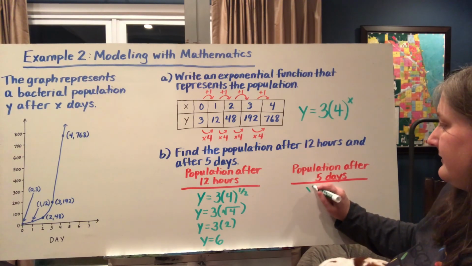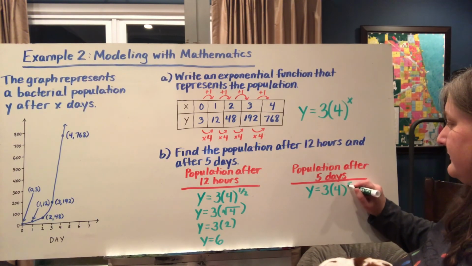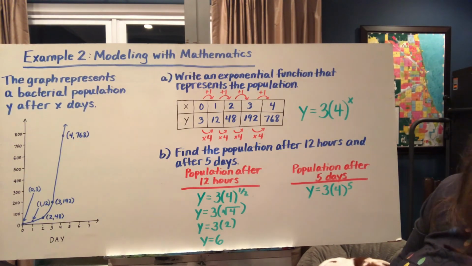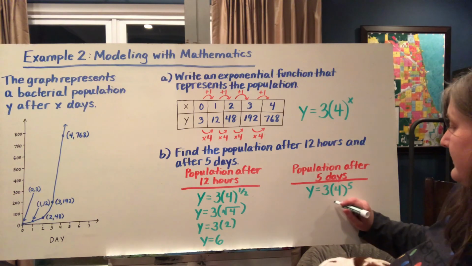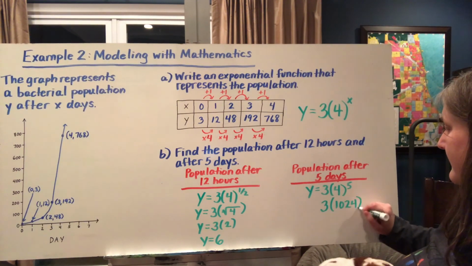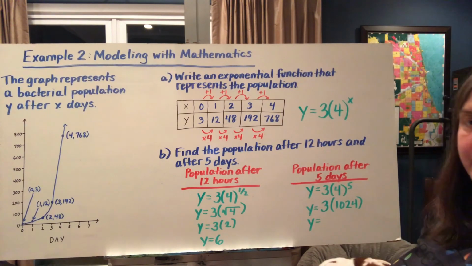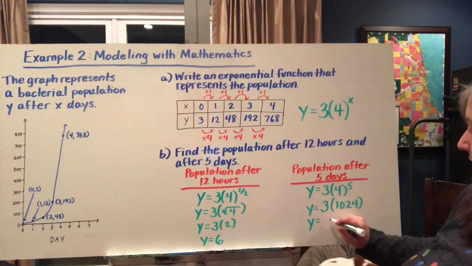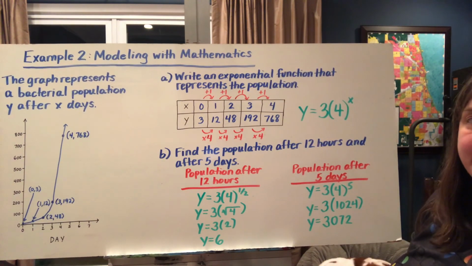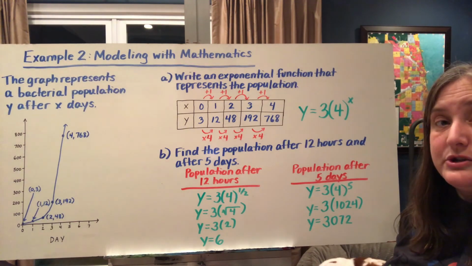After 5 days, I'm going to plug in a value of 5 for x. 4 to the 5th power is going to give me 1,024. And 3 times 1,024 is going to give me 3,072. So after 5 days, we have a bacterial population of 3,072 bacteria.